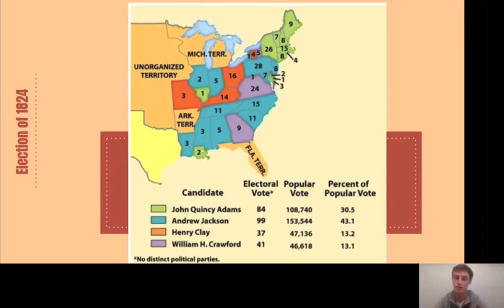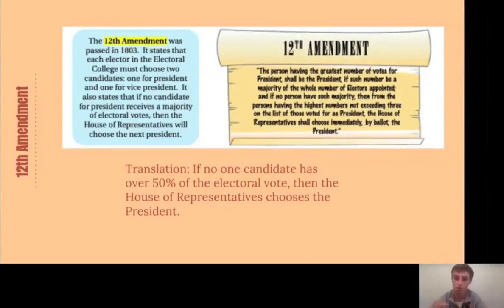So let's pause and think about that real quick. Translated, that means if no one candidate gets over 50% of the electoral college vote, and pretty clearly from the numbers Andrew Jackson doesn't receive over 50% of that vote, he's not going to win, in a situation known as the corrupt bargain.